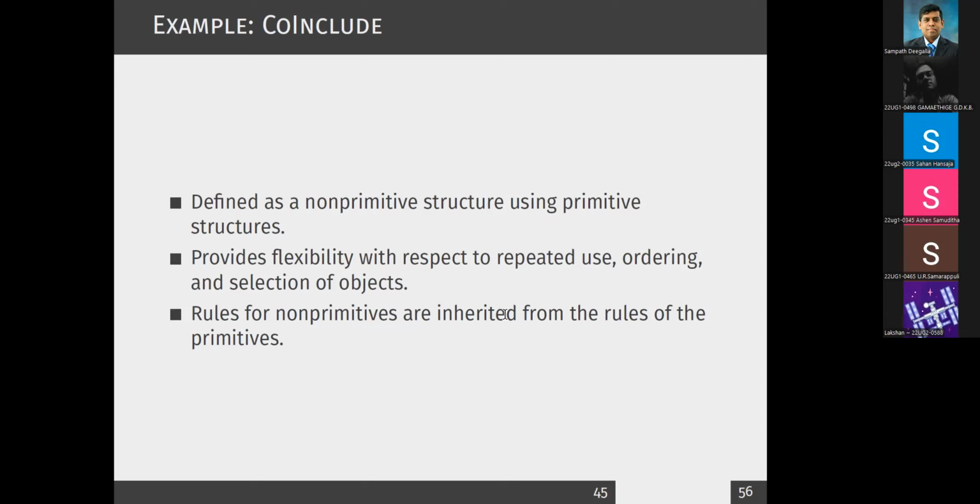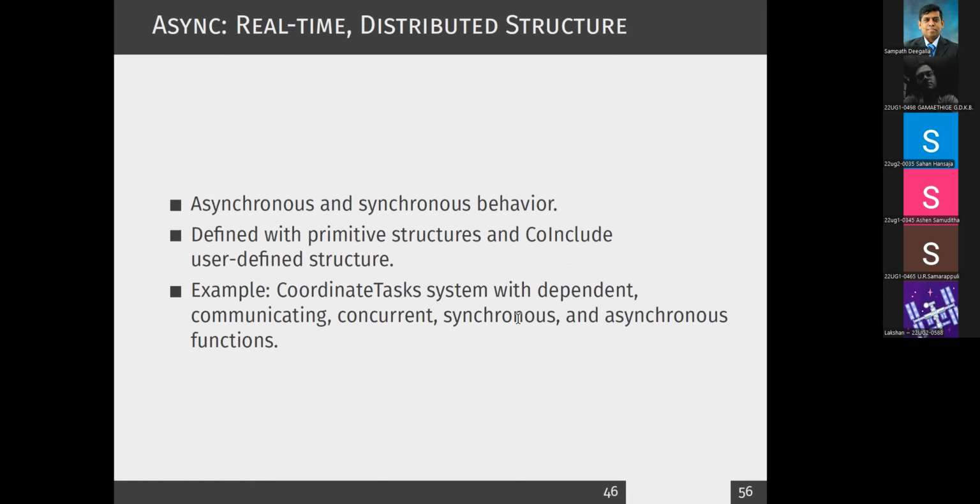Okay, to conclude this, what we have learned with our simple example is how to define components and structures using primitive structures, how to provide the flexibility, how to understand the repeated use, ordering, and selections, and how primitives and ideas are inherited from the rules of the primitive. So those are the ideas we discussed.